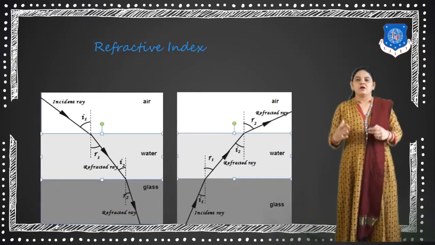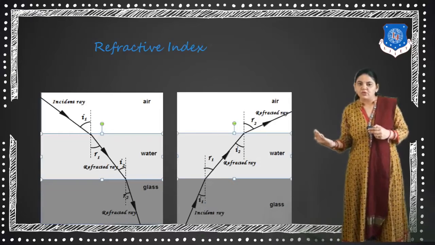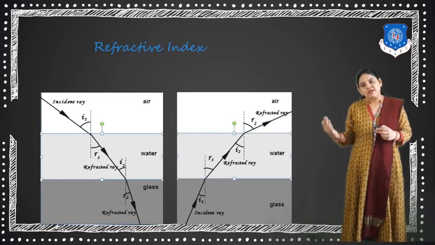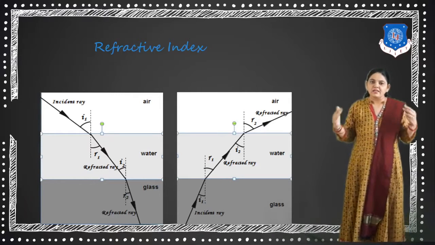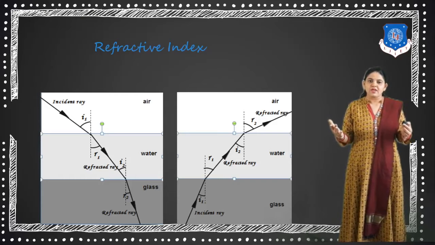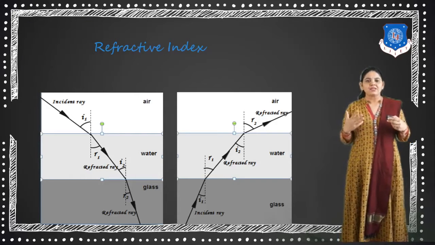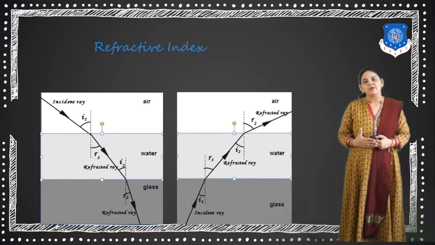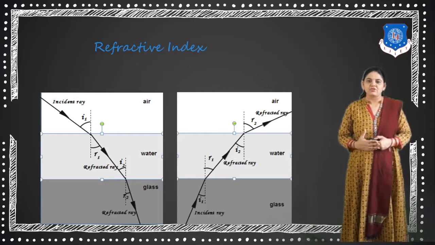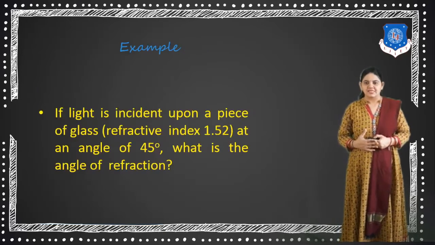Here again you can justify the same thing: how the higher the refractive index affects the light, and you can see the refracted light in this diagram.